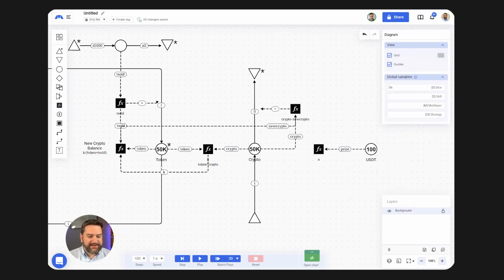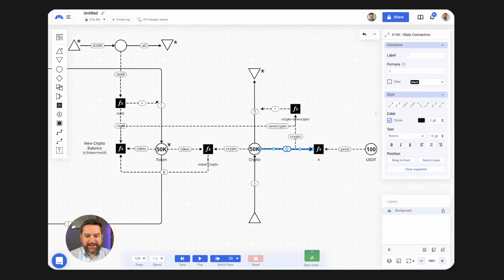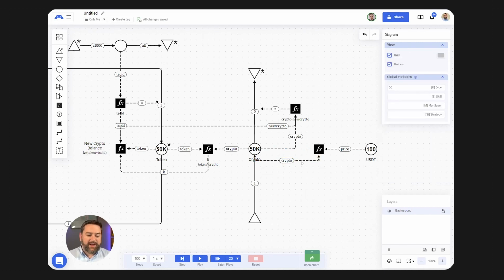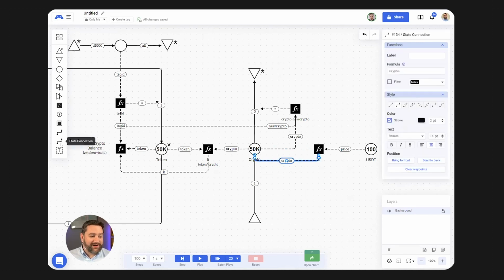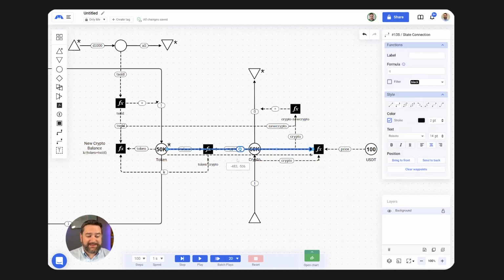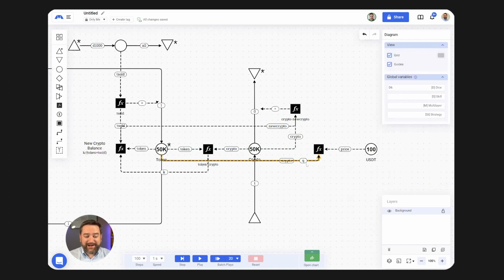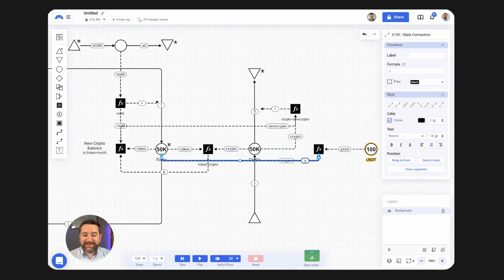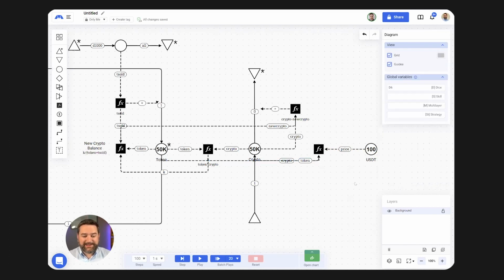I'm going to need to know how many crypto tokens we have in there. So again, I'm going to put another state connection with crypto on it. It might sound like a bit of extra work going through and labeling these state connections each time, but I really find it makes life much easier in the long run when you're going back looking at a model and you're trying to remember where these state connections come from. So I just find it makes my life easier.